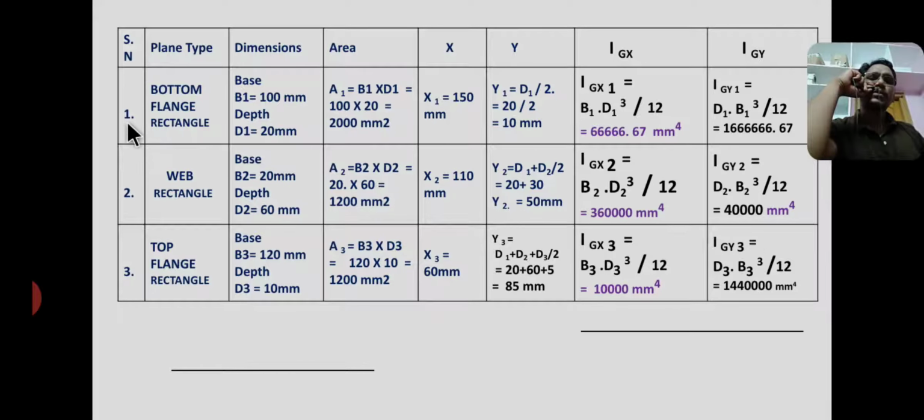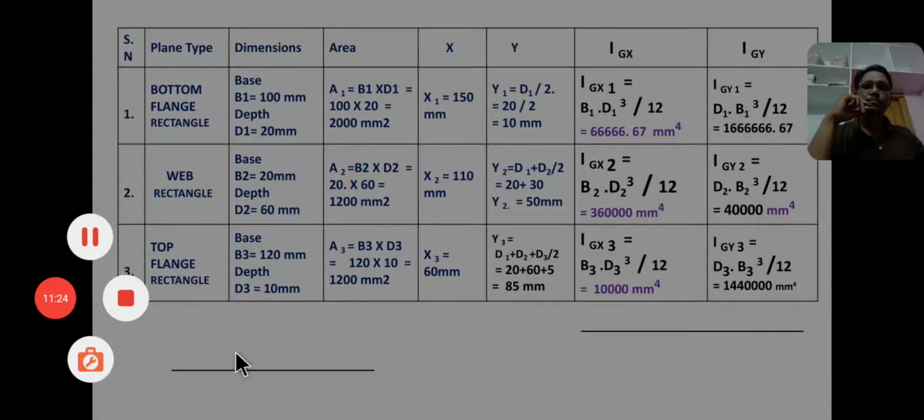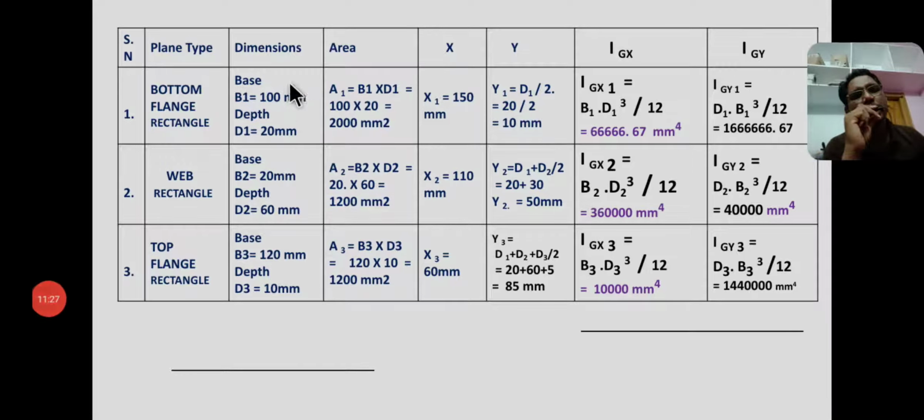So these are the section numbers. So section 1 as a bottom rectangle, section 2 as a middle rectangle, section 3 as a top rectangle. Now these are the individual dimensions, these are the individual areas. X and Y are the dimensions of centroids, and IGX, IGY are the area moment of inertia about centroidal axis. IGX means area moment of inertia about centroidal GX axis, and IGY is the area moment of inertia about centroidal GY axis. Okay, IGX equal to BD cube by 12 and IGY equal to DB cube by 12.